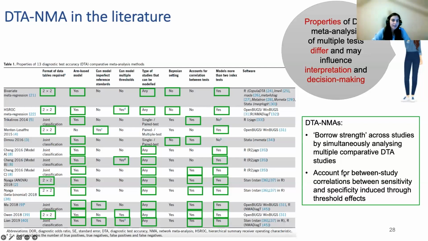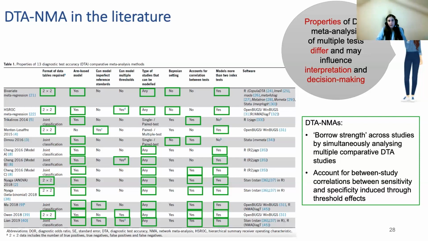So we found 11 models which were described in 10 methodological publications, plus the 2 hierarchical models, which are included in the 2 first lines. So these 2 meta-regression models are actually the models that we saw before, the bivariate and the HS-ROC model, adding as a covariate the test type.